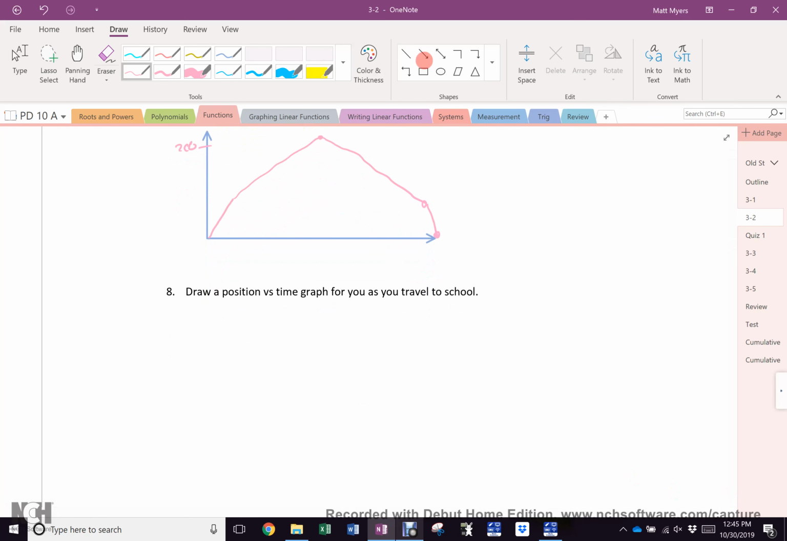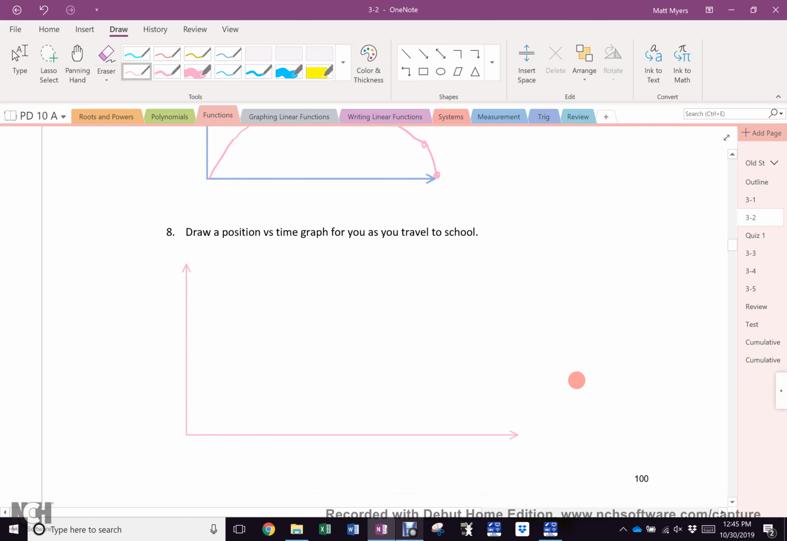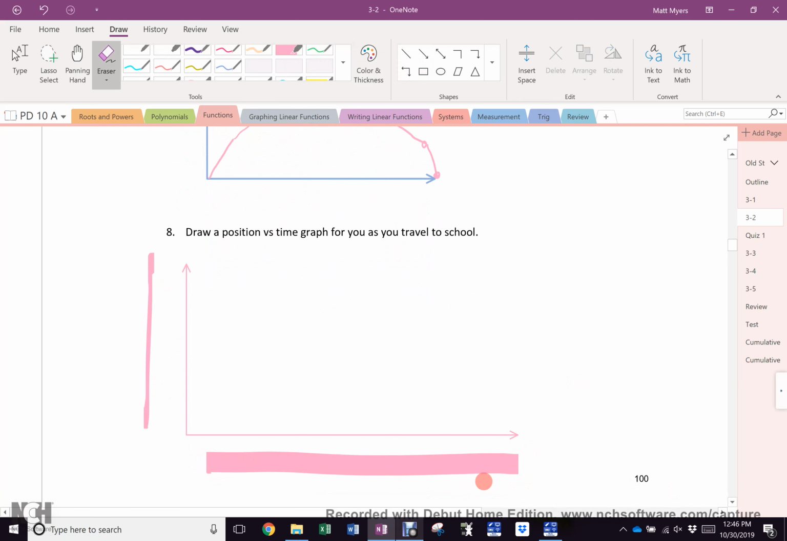And finally, this one is going to be different for everyone, yeah? Now, I would like to ask, why are all of my graphs only showing positive y's and positive x's?